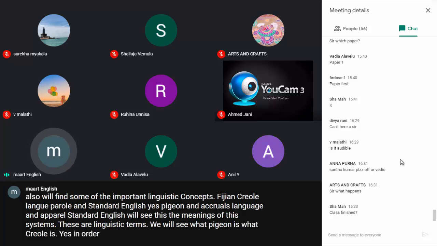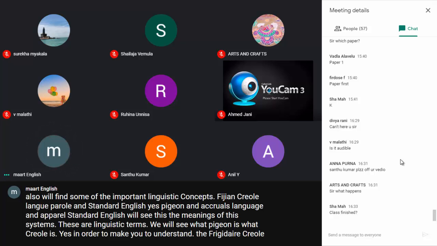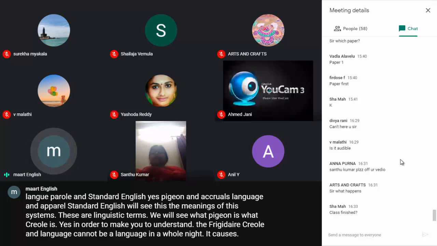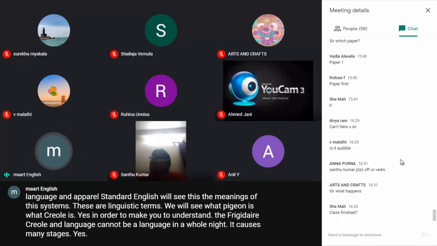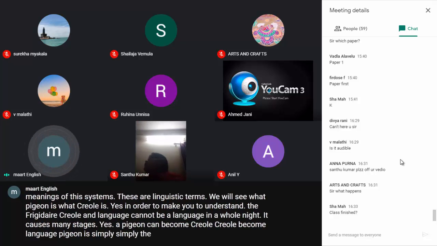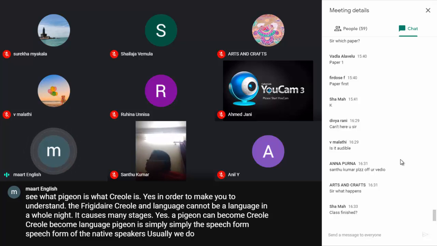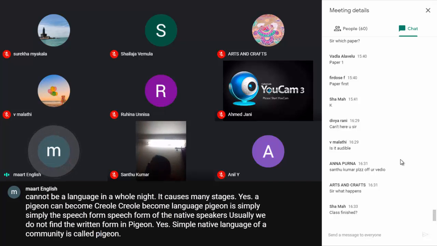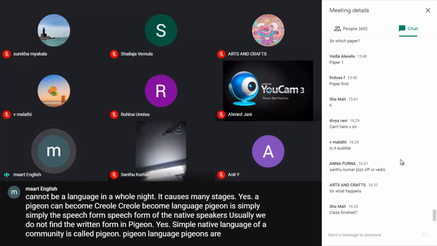In order to help you understand Pidgin and Creole: a language cannot become a language in a single night. It crosses many stages. A pidgin can become a Creole, and a Creole becomes a language. Pidgin is simply the speech form of the native speakers. Usually, we do not find a written form in pidgin. A simple native language of a community is called pidgin. Pidgins are simply the starting point of a language.